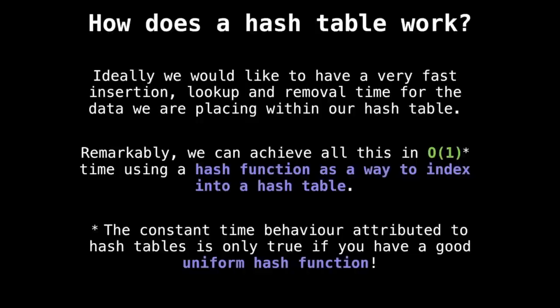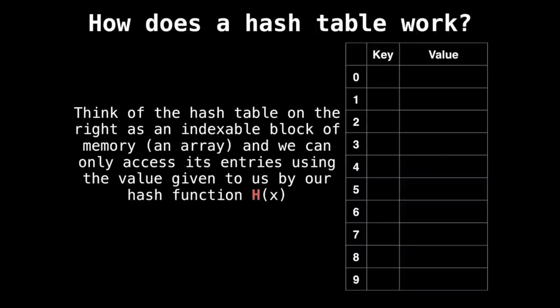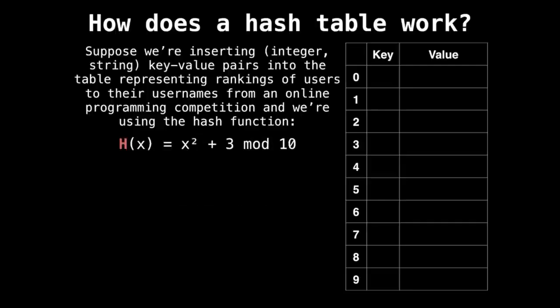So again, we use the hash function as a way to index into the hash table. So the hash function gives us an index to go look up inside the table. And yes, we can do this in constant time, given that we have a uniform hash function. Super essential. Okay, think of the hash table on the right as an indexable block of memory. So, as I said, an array. And we can access these entries with the hash function, h of x.